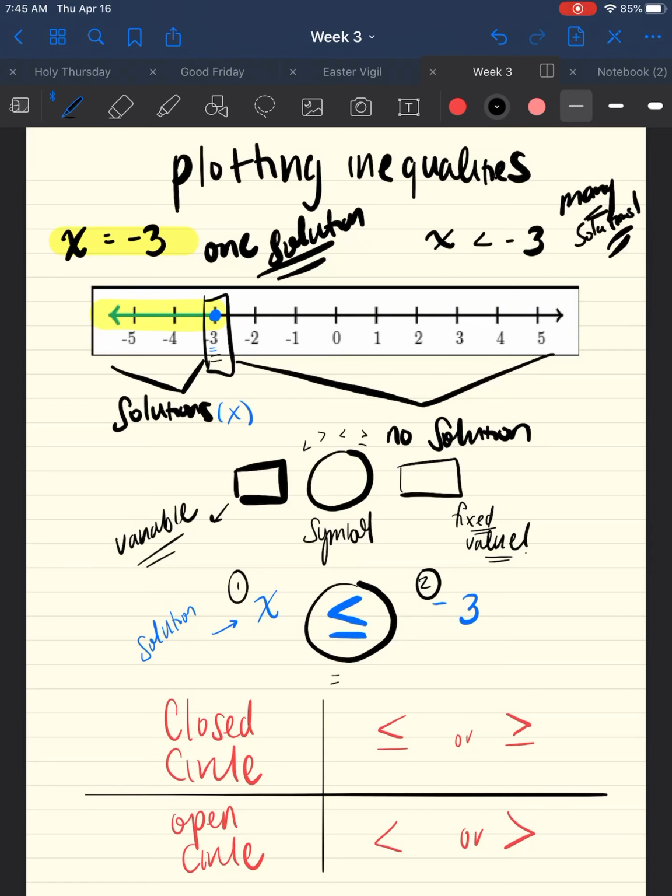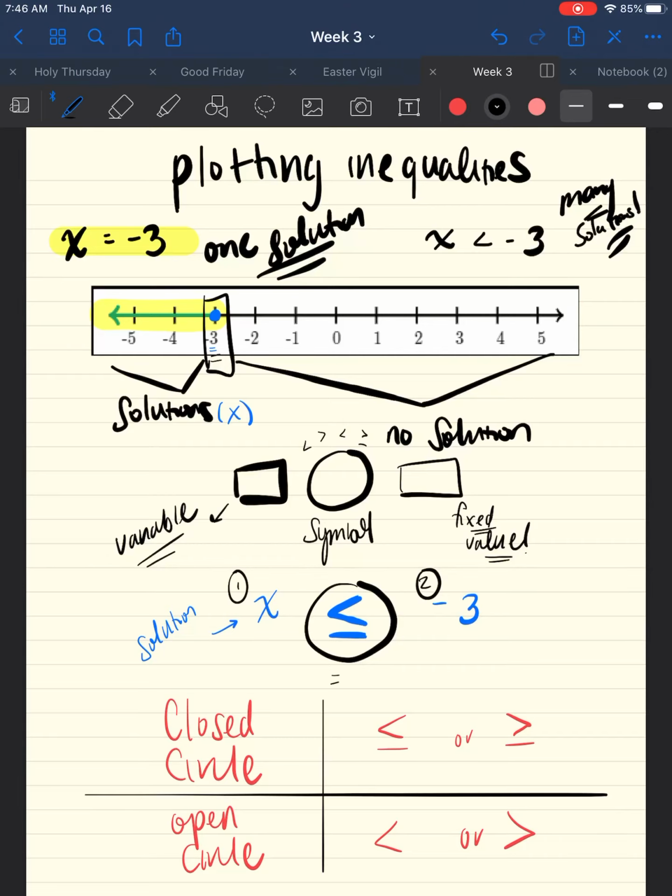Is it open? Is it closed? If it's closed, it's going to be one of these. If it's open, it's going to be without the equal to, right? And then look at the direction that it's going. Are the values that are shaded less than, or are the values that are shaded greater than? And that is how we graph our symbol.